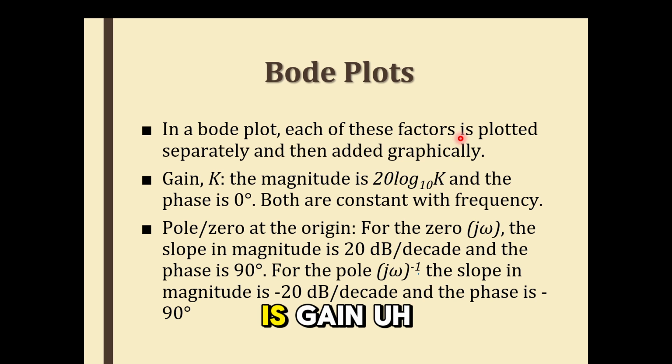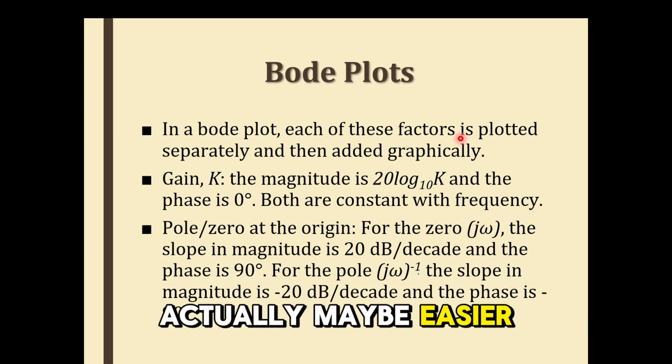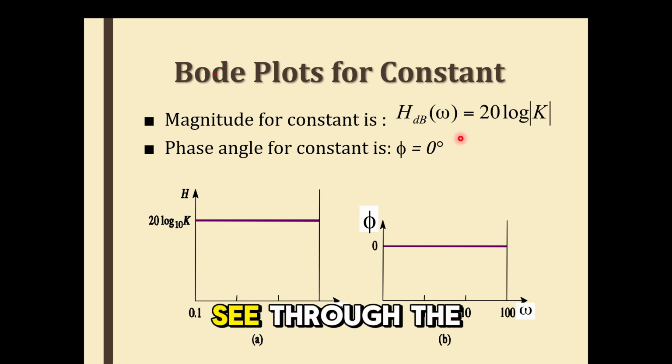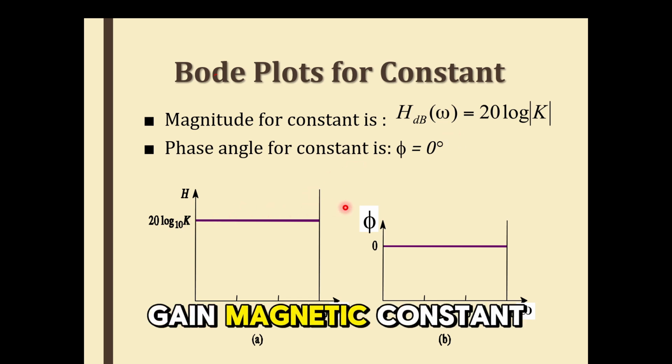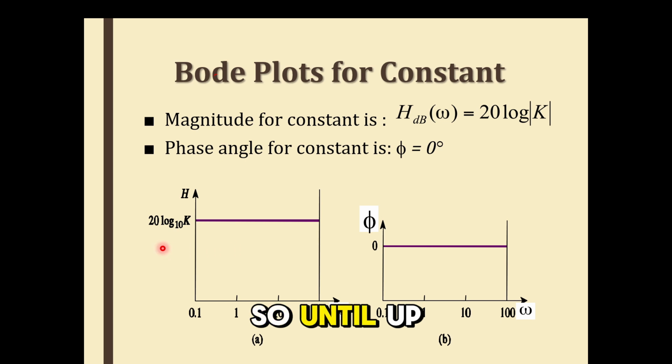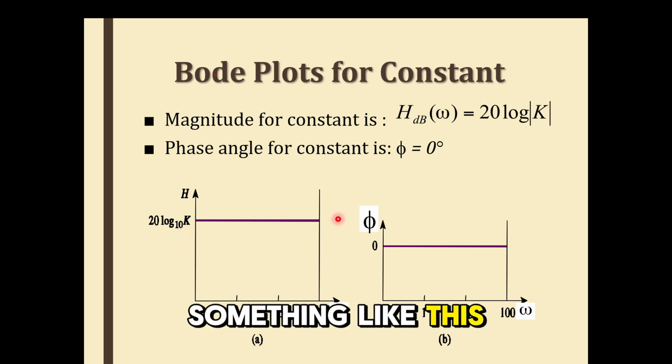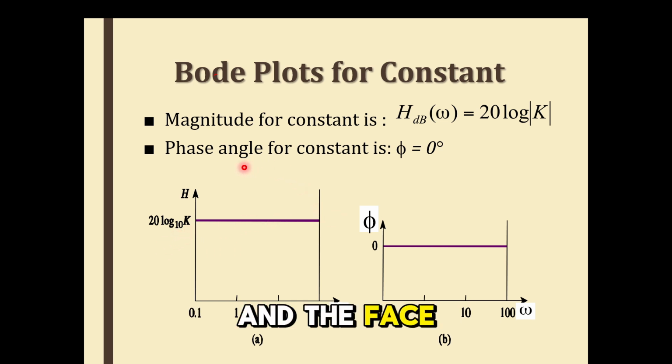Okay, and what is gain, what are poles and zeros? This is maybe easier for you to see through the graph. So K will give a straight line like this, a constant gain magnitude. It's actually constant, so 20 log K will give something like this, and the phase angle for a constant is always 0.